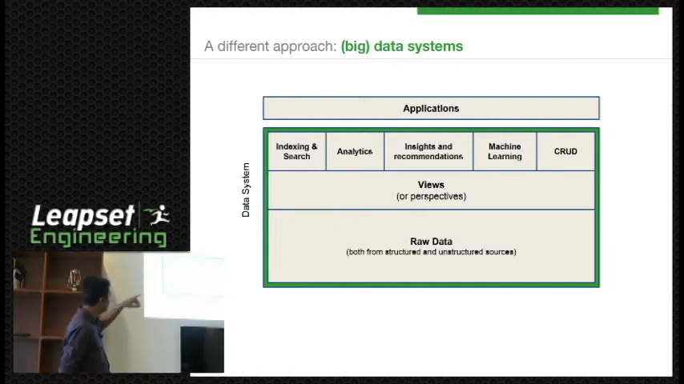So on top of that, you have your indexing, you perform your analytics, you generate your insights and recommendations, do machine learning, and you can do traditional CRUD, create, read, update, delete stuff, and all your applications consume that data from that data system, right?